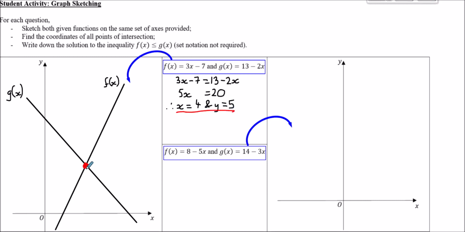So that point of intersection needs to be labelled on. Which we can just do here. So 4 and 5.